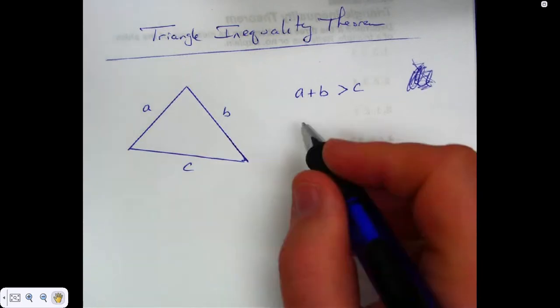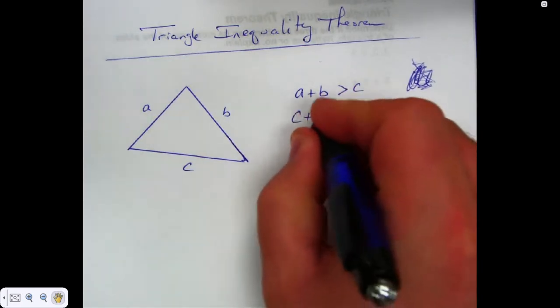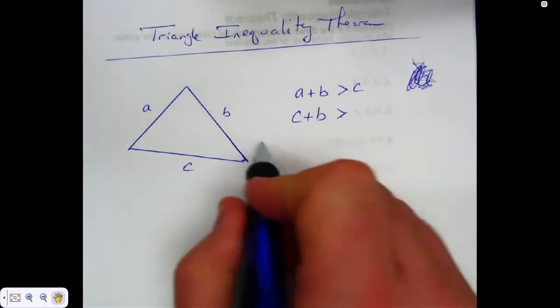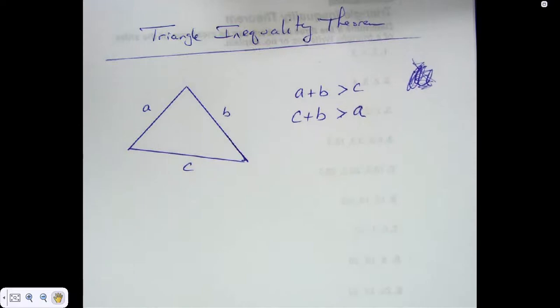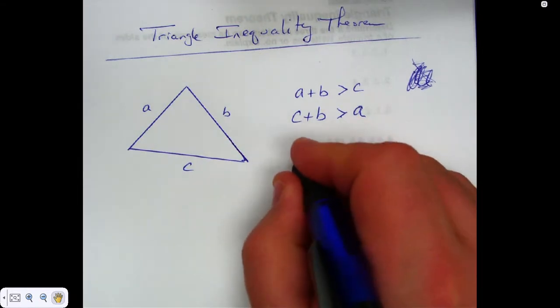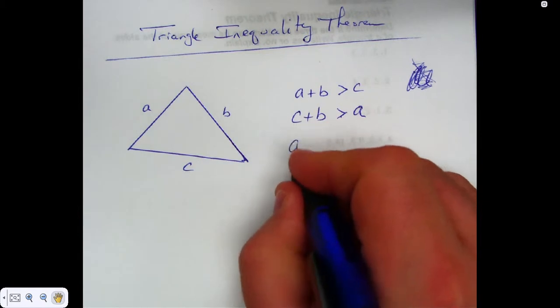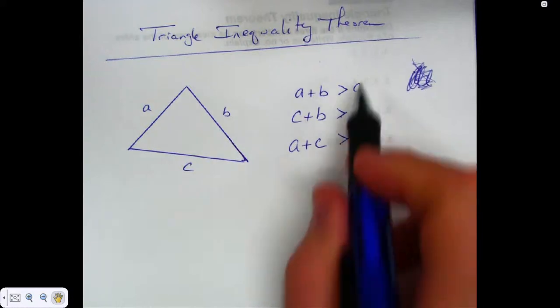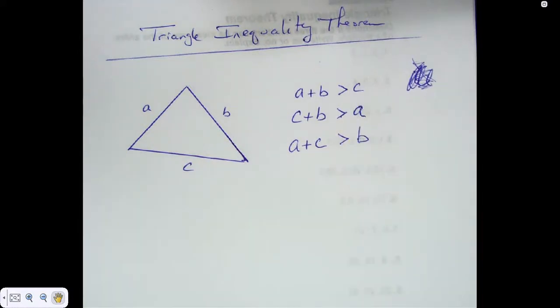So what else could I write here? C plus B. Well, I'm talking about C and B added together. What does that have to be bigger than? What's left? What's the third side? And what would be the last one? I already did A plus B. A plus what has got to be bigger than what? See how there's always a third side? When you're trying to figure out if it's possible for these lengths to work for a triangle, you can put it into these three inequalities. If it doesn't work, it can't be the lengths of the triangle.